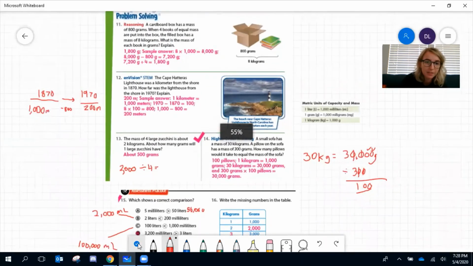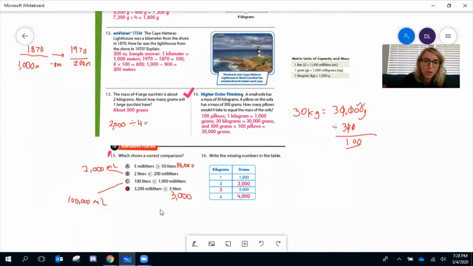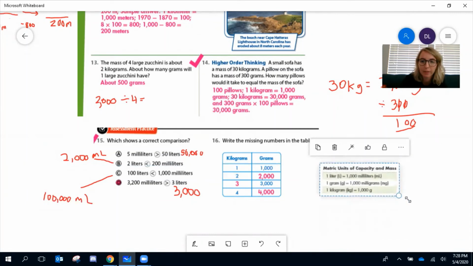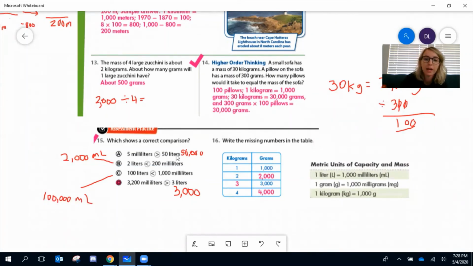Moving on to number 15, it says which shows a correct comparison. So we have 5 milliliters is greater than 50 liters. And when we turn liters into milliliters using our little chart down here, we know that there are 1,000 milliliters in a liter. So when we multiply 50 times 1,000, we get 50,000, and that is not less than 5. So A is definitely not right.